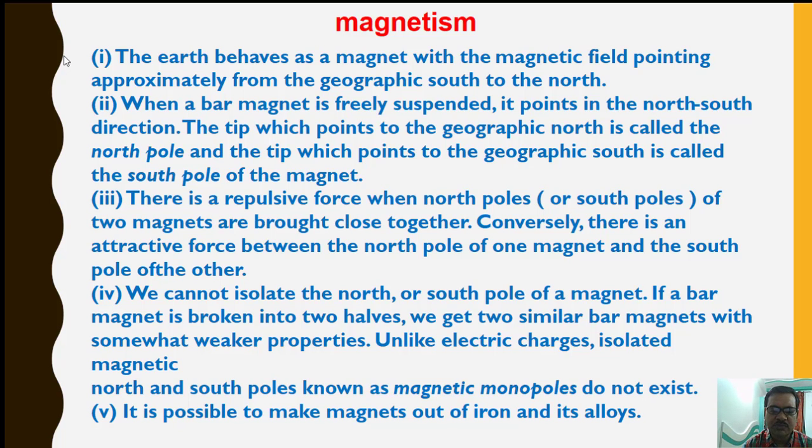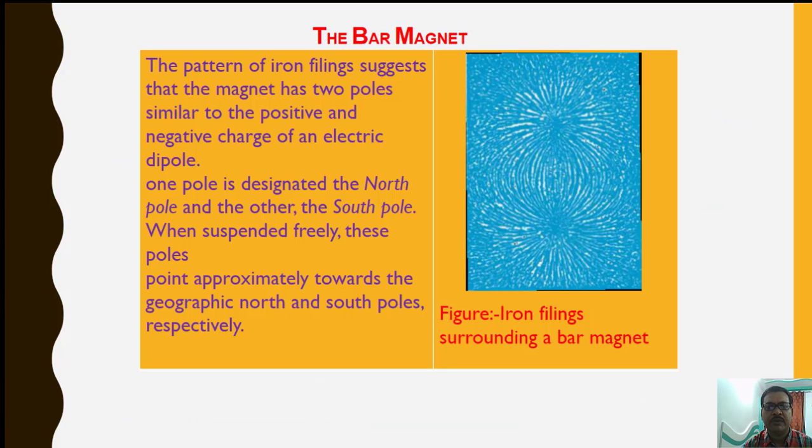फिफ्थ वन, it is possible to make magnet out of iron and its alloys, the bar magnet. The pattern of the iron filings suggests that magnet has two poles similar to positive and negative charge of an electric dipole.